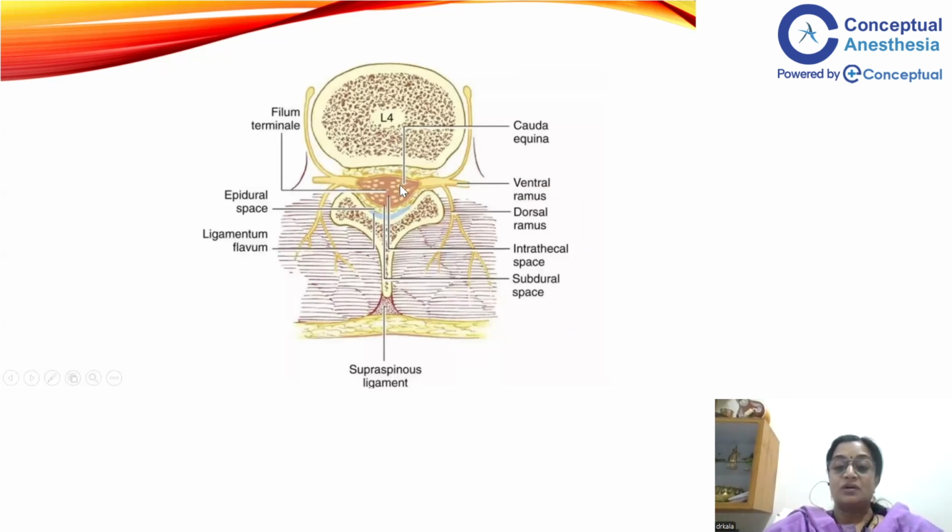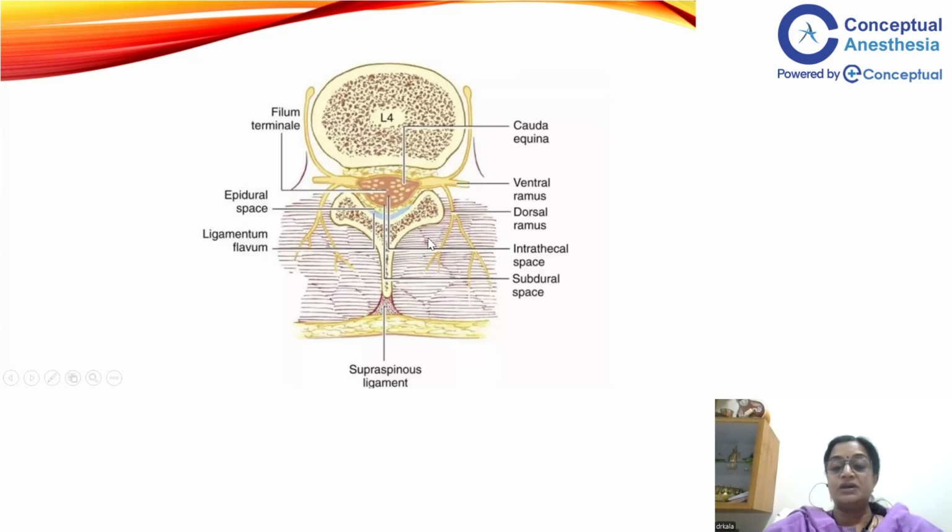See, this is the cauda equina. Where are you going from the skin? This is the supraspinous ligament. This is at the vertebral, your spinous process level. So your interspinous is in between two spinous processes. That is the interspinous ligament, then the ligamentum flavum here, and this is your epidural space, this yellowish area, which has the spinal nerves.